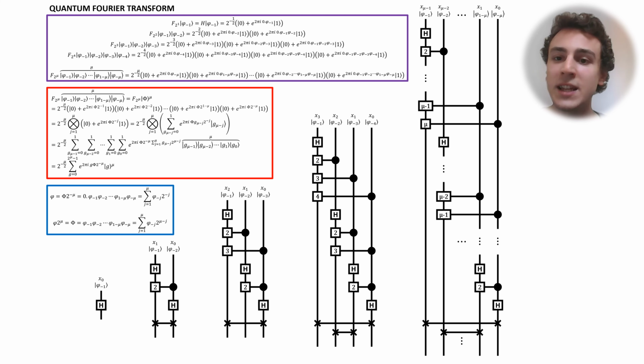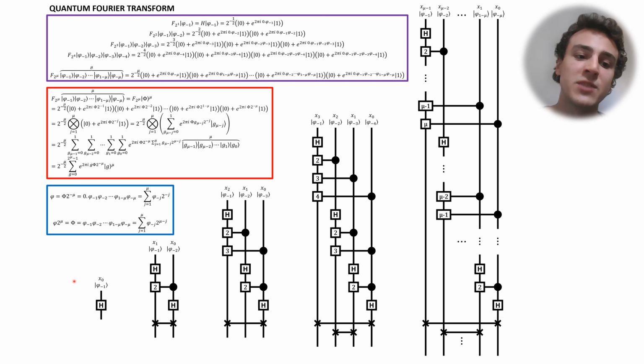At the top of these diagrams, each of the qubits is labeled, and directly below the labels, the initial states of the qubits are shown. Let's begin by examining the diagram in the bottom left. This diagram depicts the single qubit quantum Fourier transform.